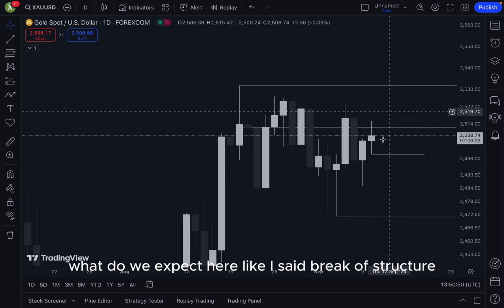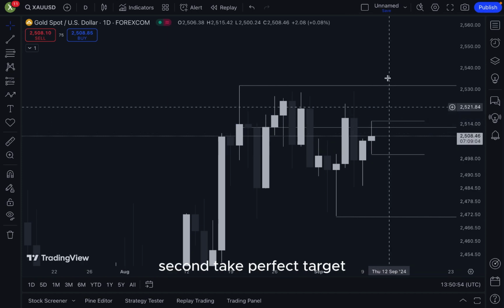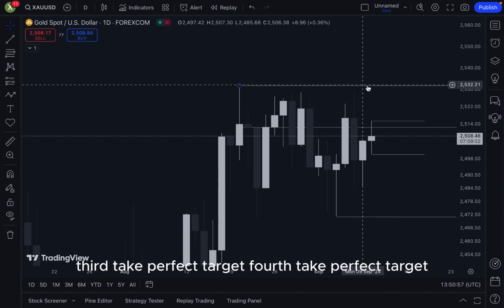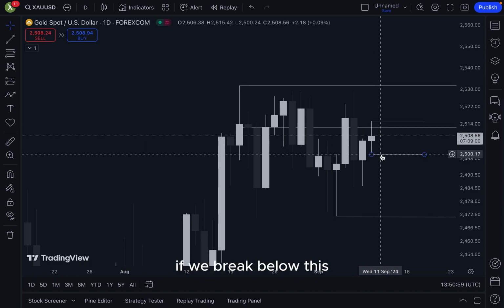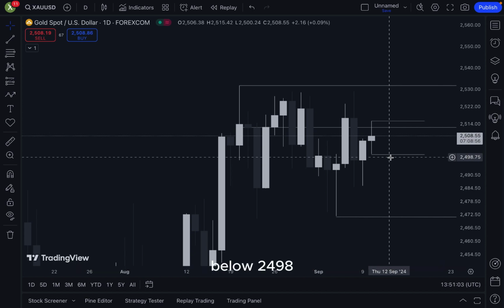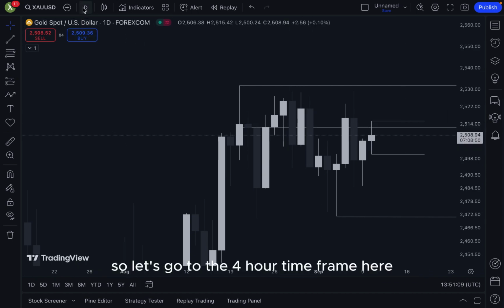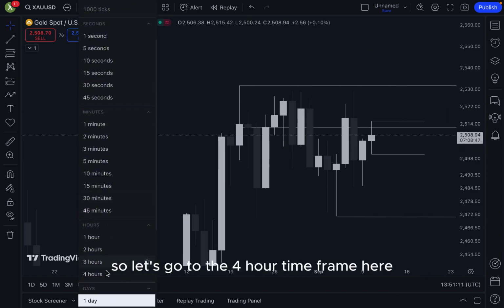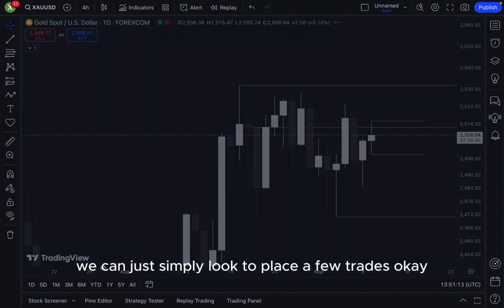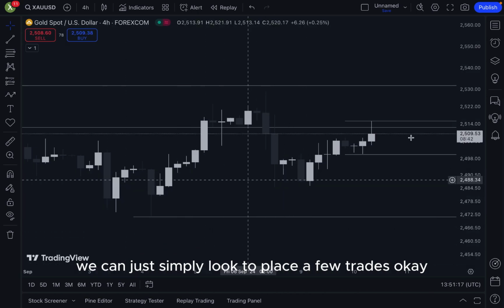What do we expect here? Like I said, break of structure, first take profit target, second take profit target, third take profit target, fourth take profit target. If we break below, this is where the optimum stop losses should be. Below 24.98, because price will just keep on playing around here. So let's go to the 4-hour time frame. Here we can just simply look to place a few trades.